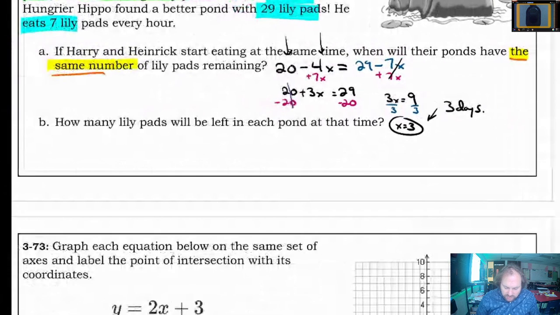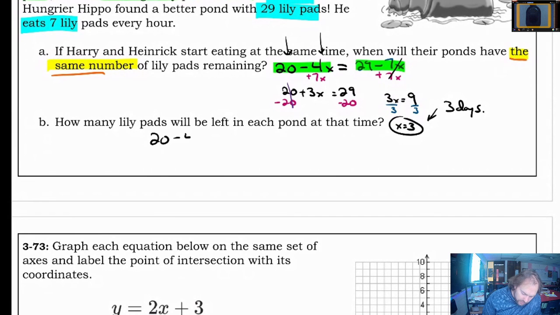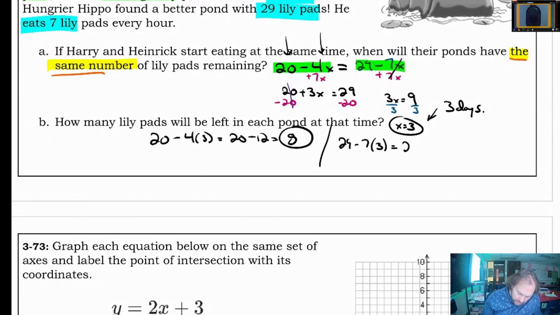How many lily pads will be left in each pond at that time? Well, we could use either 20 minus 4x or 29 minus 7x. It actually shouldn't matter because both of them should be the same when x is 3. That's kind of the whole point of that equation that we just solved. So 20 minus 4 times 3 would be 20 minus 12, and that is 8 lily pads. I'll just point out that 29 minus 7 times 3 is 29 minus 21, which is also 8. So it doesn't matter which one you choose.